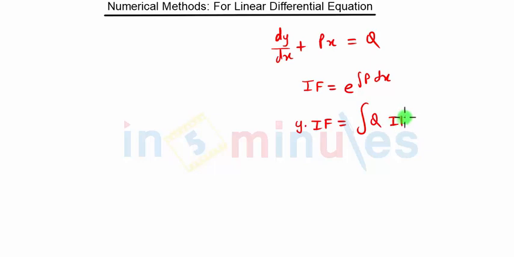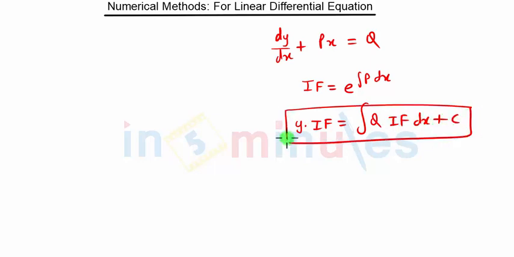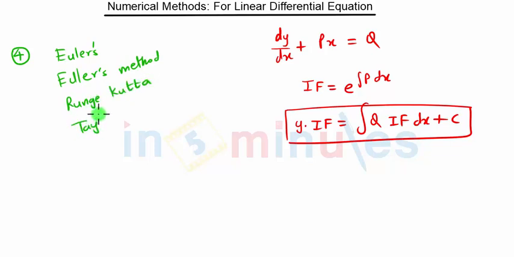We used to find our solution by using this method, but there is another method known as numerical methods to solve the linear differential equation. So what are the numerical methods? We have a total of 4 numerical methods. The first one is Euler's method, the second one is Euler's modified method, the third one is the Runge-Kutta method, and the fourth one is the Taylor series method. All these methods will provide you the approximate value of y.